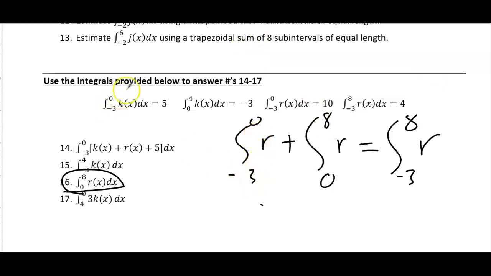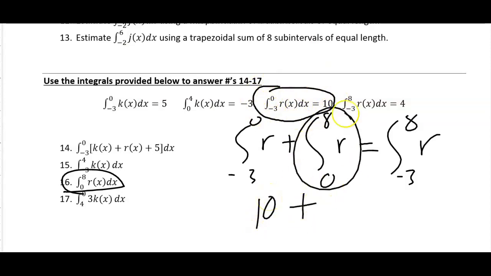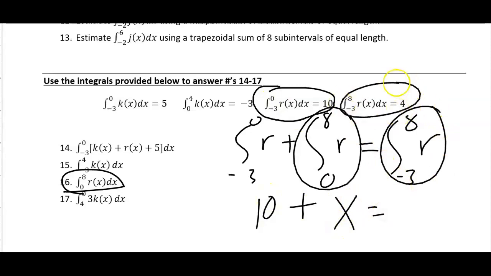From -3 to 0 is 5. I'm sorry, that's actually for the k function. You've got to be careful what function we're using. From -3 to 0 is 10. This is the part I don't know. And this is 4. Same equation, but either way you want to do it, you go ahead and get -6 as a result.